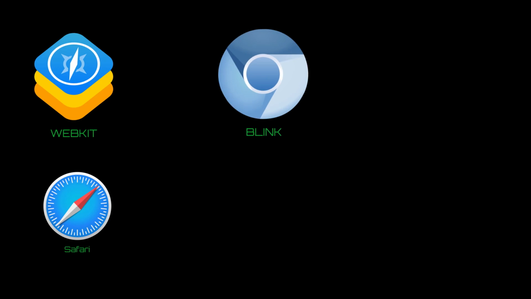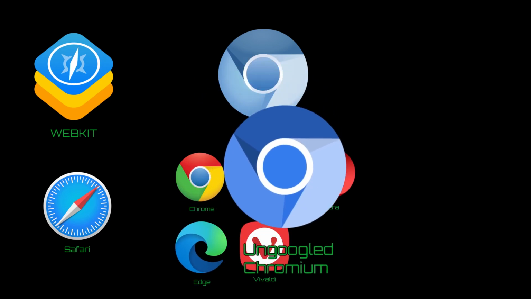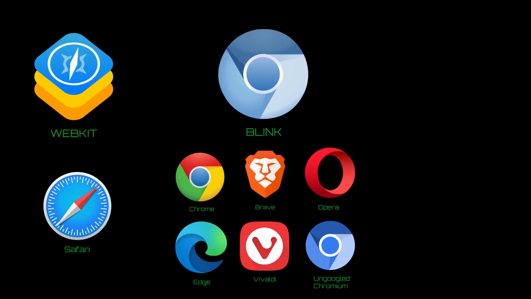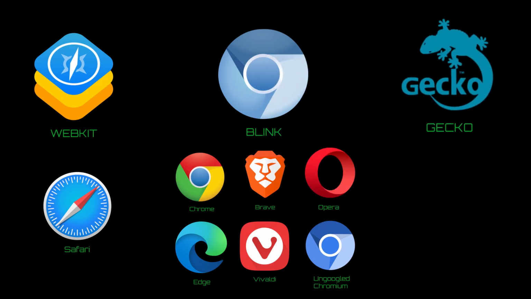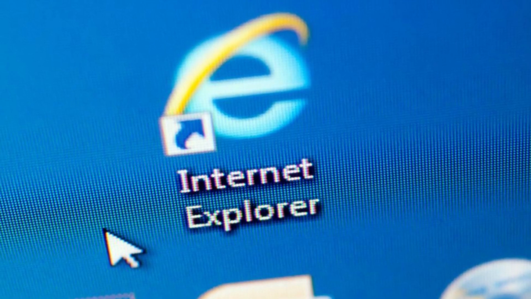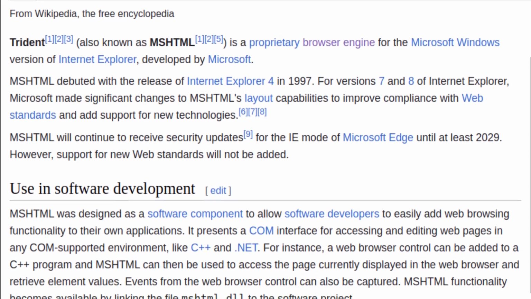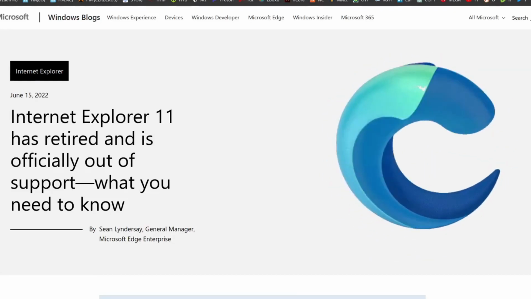The three primary engines used by 99% of desktop browsers are Webkit, used by Safari, which is developed by Apple; Blink, developed by Google and used by all Chromium-based browsers including Google Chrome, Microsoft Edge, Brave, Vivaldi, Opera and Ungoogled Chromium; and last but not least, Gecko, developed by Mozilla, used by Firefox and Tor. It's also worth noting that Internet Explorer used a proprietary engine called Trident. However, since the browser reached its end of life in 2022, we won't be discussing it any further.